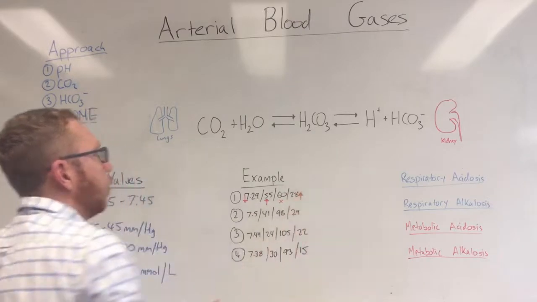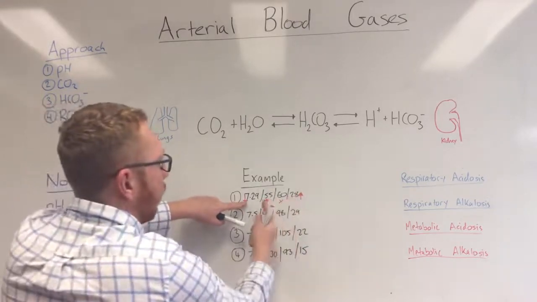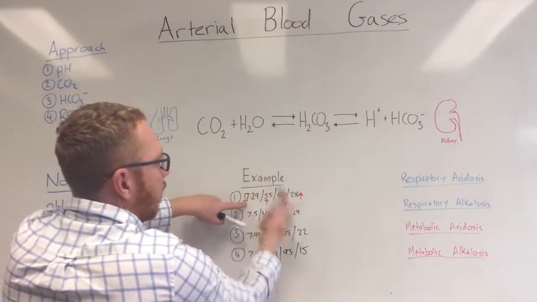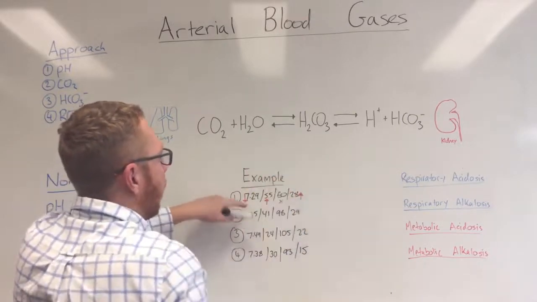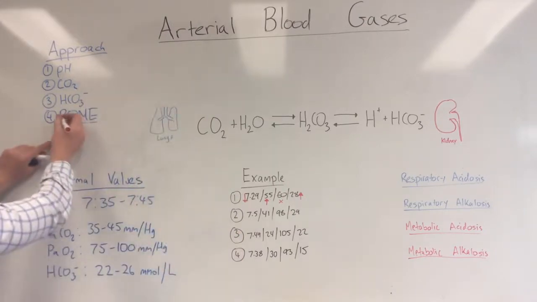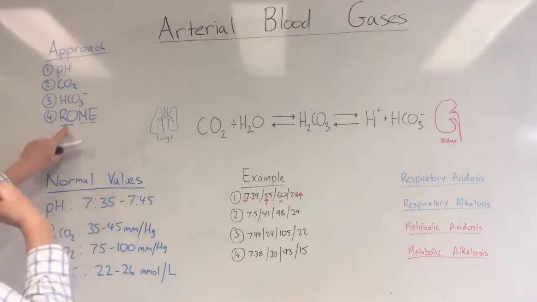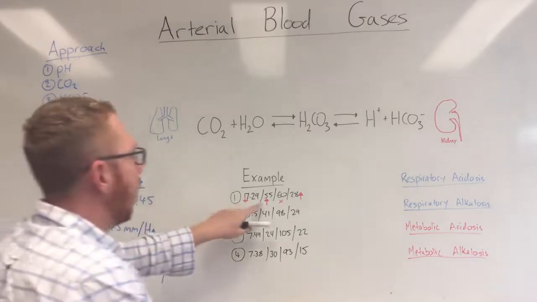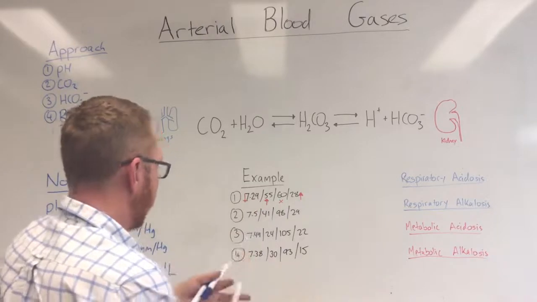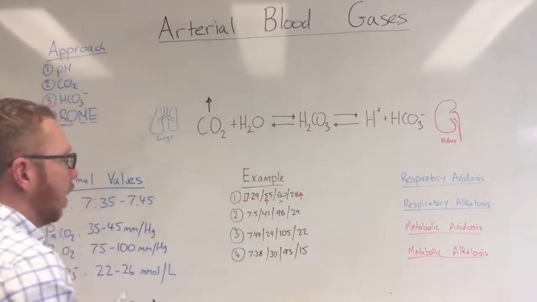So now going to the ROME, we've got two arrows going up. The carbon dioxide's up, the bicarbonate up. The pH is down. So which one's the opposite? Respiratory opposite, metabolic equal. So that means it has to be a respiratory issue. And what do we got here? We've got high CO2. So this CO2 level is high, okay?